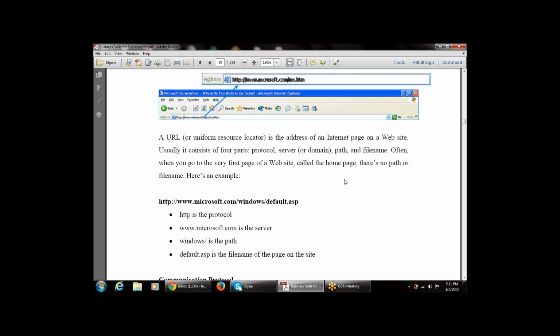Often, when you go to the very first page of a website, that is known as the home page. If I open any website, for example google.com, the Google page that appears is known as the home page. There is no path or file name. Here is an example of Google. The full form of HTTP is Hypertext Transfer Protocol.